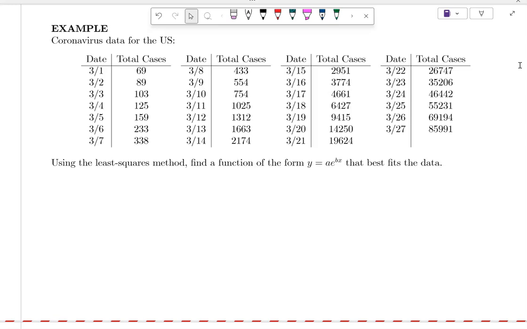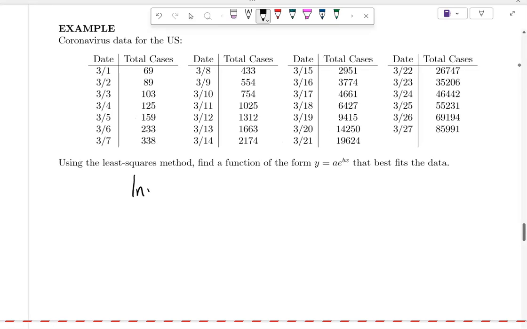Natural log does, right? Let's take the natural log of both sides of this equation. If I take the natural log of this, I would have natural log of y equals natural log of a plus b times x, right? I have a product of a times e to the bx. Natural log of a product is the sum of the logs, and then natural log and e cancel each other out, don't they? They're inverses of each other.